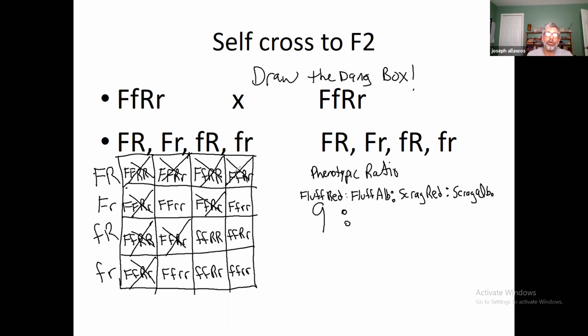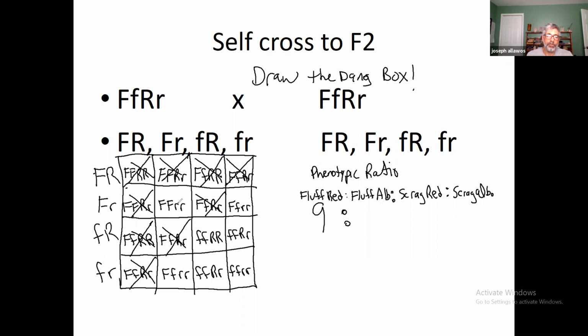Look at each box before we move on and tell yourself, I understand why every one of these is fluffy and red. Okay? Okay. What about fluffy and albino? If it's fluffy, it's still got to have one big F, could have 2, but if it's albino now, it's got to have what? 2 little r's, because that's a homozygous recessive trait.